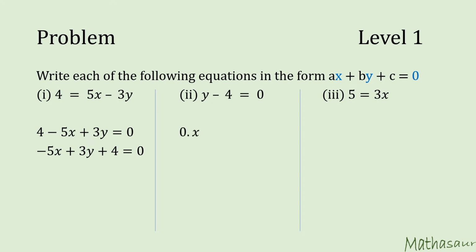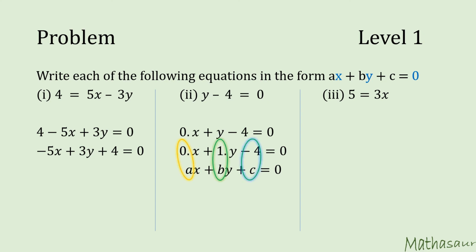Yes, I could multiply it with a 0. So 0 times x plus y minus 4 equals 0. Since there is no coefficient with y, we shall multiply it with 1. So we get 0 times x plus 1 times y minus 4 equals 0. Let us compare this with ax plus by plus c equals 0. Yes, we get a equals 0, b equals 1 and c equals -4.